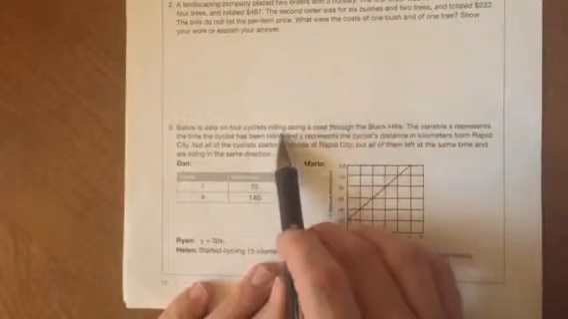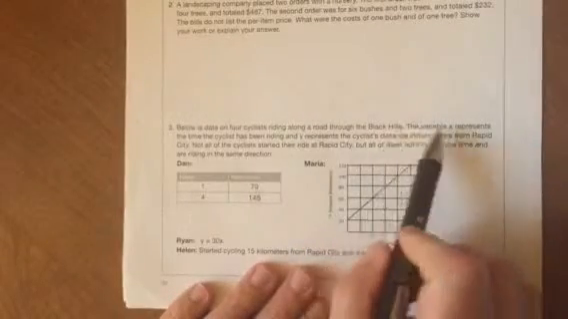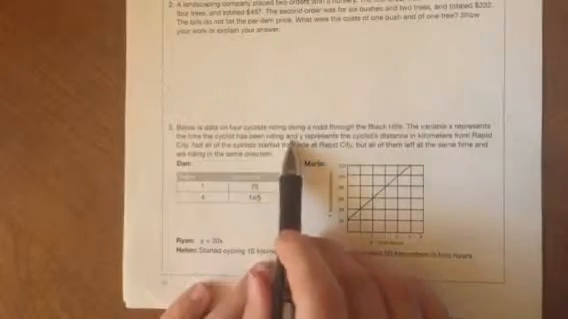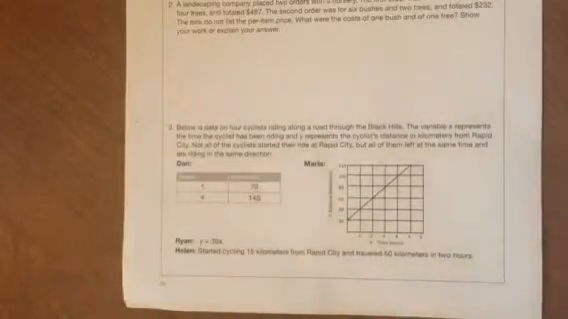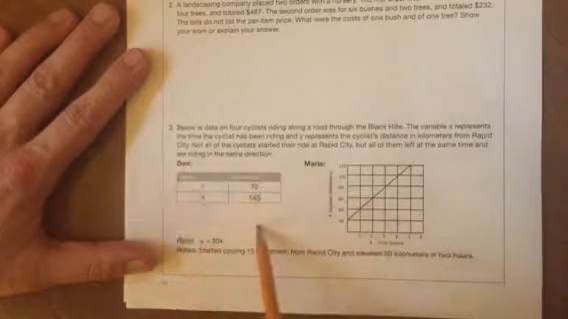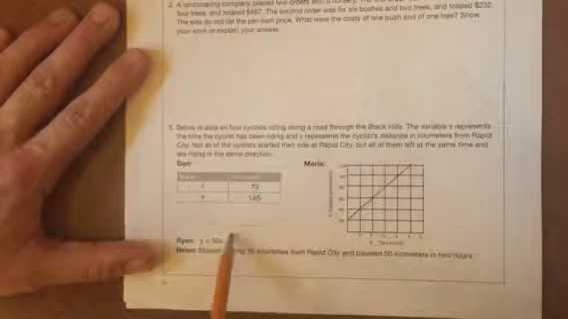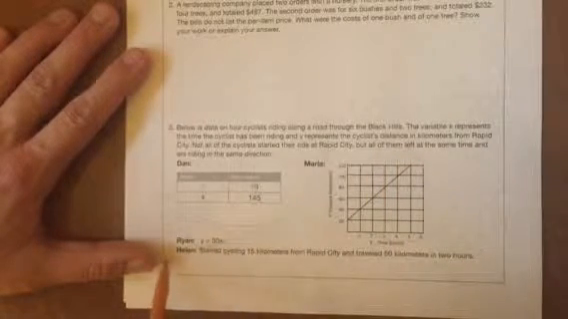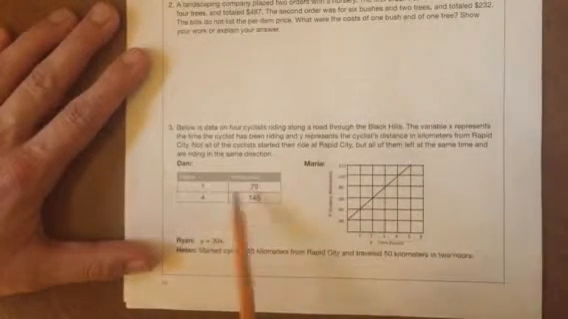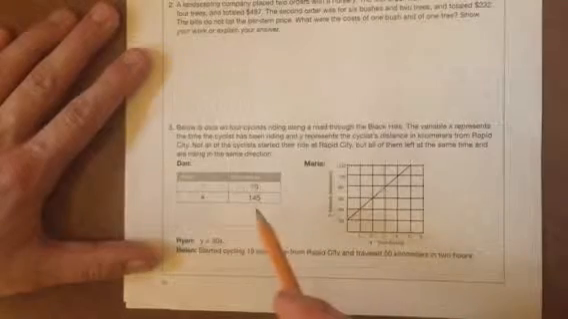Below is the data on 4 cyclists riding along a road through the Black Hills. The variable x represents the time the cyclist has been riding, and y represents the cyclist's distance in kilometers from Rapid City. Not all of the cyclists started their ride at Rapid City, but all of them left at the same time and are riding in the same direction. So we've got Dan, and Dan's information is represented in a table, right? Maria is represented in a graph, Ryan is represented in an equation, and Helen is represented in a word problem. So these are 4 different ways of looking at the same kind of information.